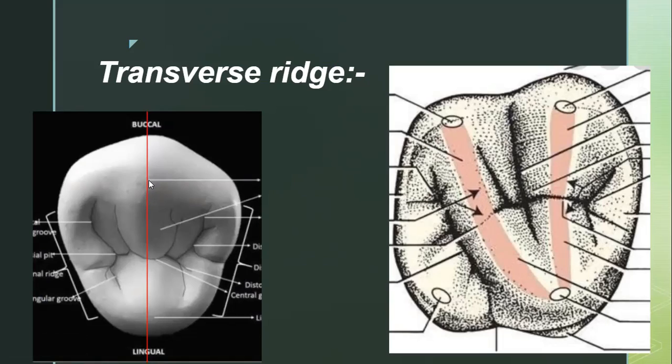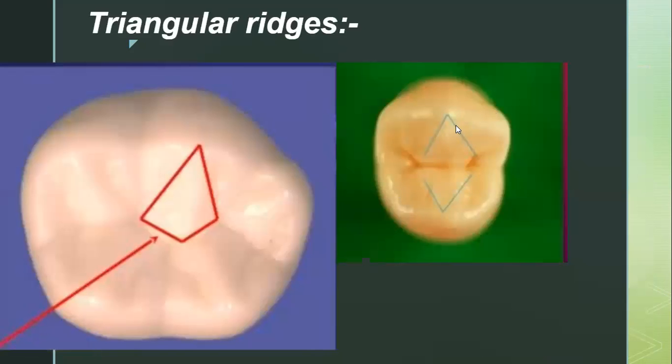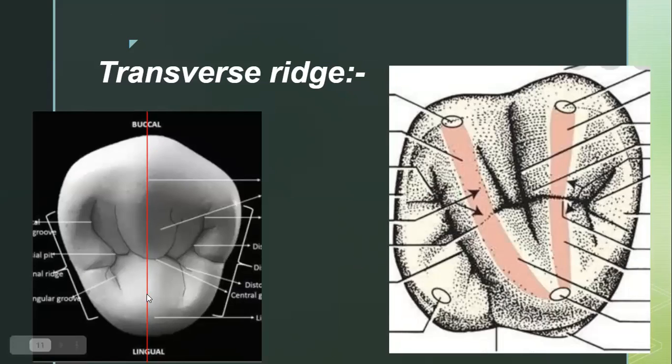As you can see in this picture, here we have a triangular ridge. Here we have a triangle, in the same tooth, right? Here we have the other triangular ridge. These two triangular ridges meet and form a transverse ridge, as you can see in this picture. It is the union of two triangular ridges, running diagonally, transversely. It is a characteristic feature of posterior teeth.